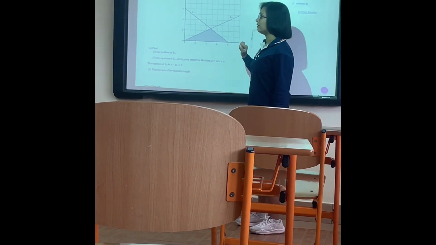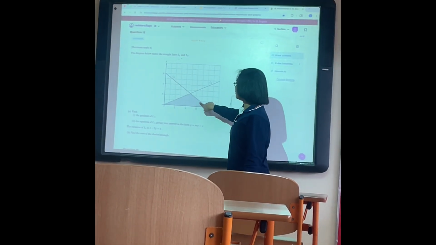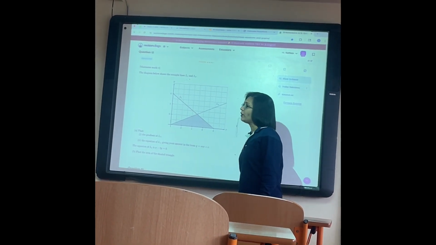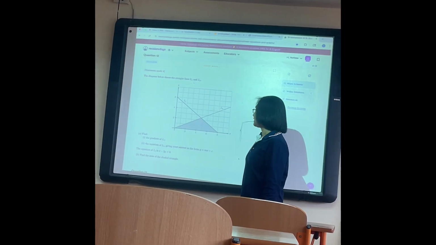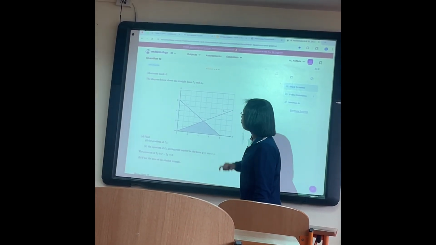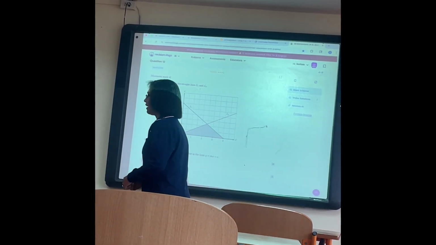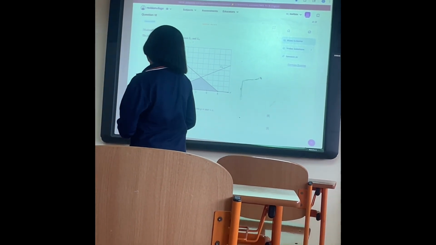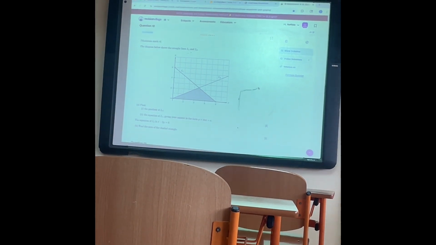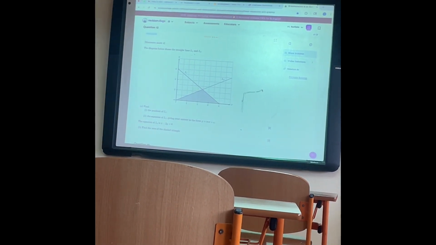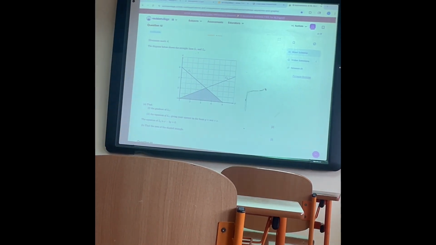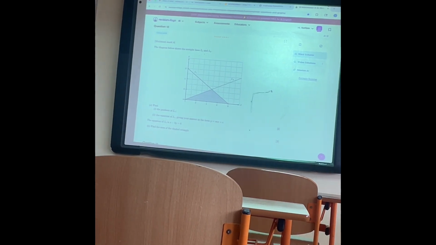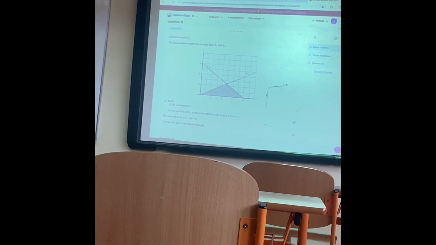Which one is L1? This line is L1. If you want to know the gradient of L1, how can you do it? Points, yes. So what would be the points of L1? 8, 0, very good. And the other one? 0, 6. So for L1, you can write the coordinates 8, 0, then 0, 6. Who can write the gradient for me?